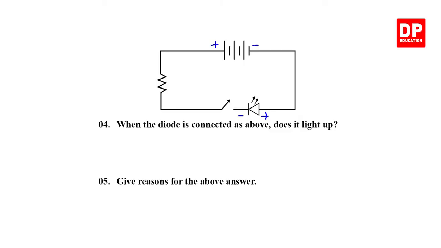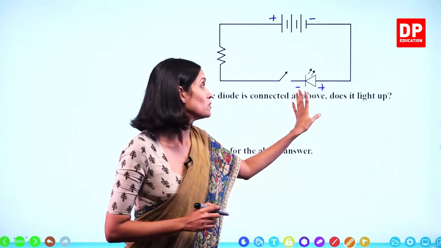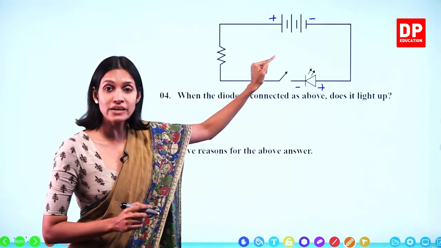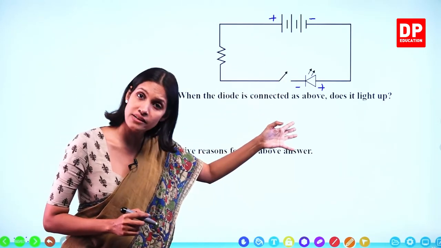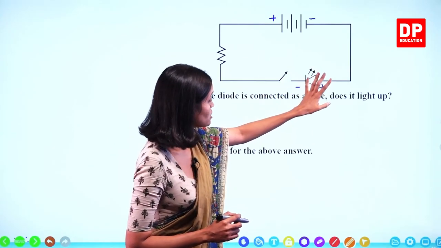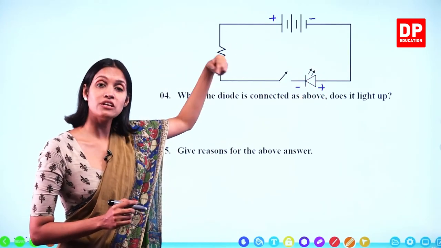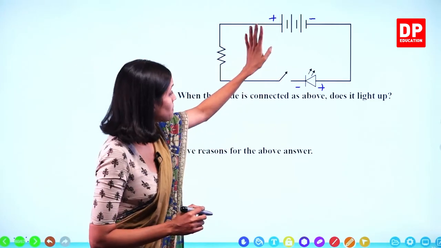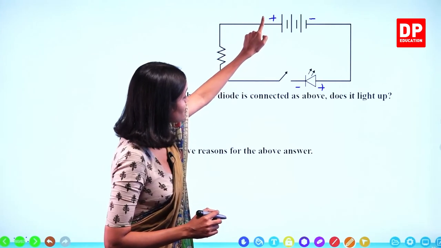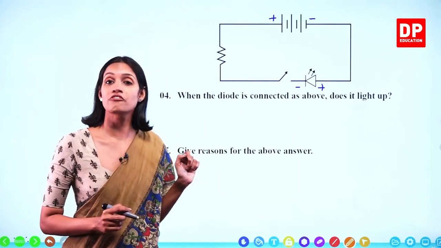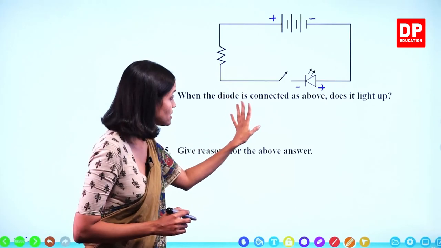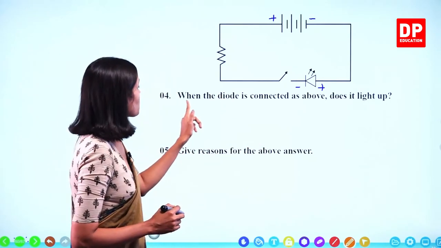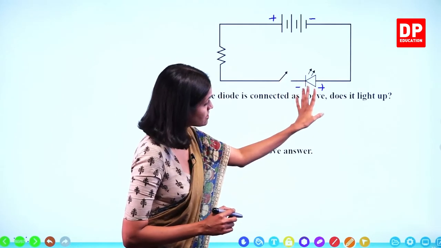When the diode is connected as above, does it light up? No, because I told you all, in order to light up, this LED should be connected in the correct way. What is the correct way? The positive terminal of the LED should be connected to the positive terminal of the external electricity supply, which means the dry cell, right? But here, the positive terminal of the dry cell is connected to the negative terminal of the diode. Therefore, at this point, the LED does not light up, right? When the diode is connected as above, does it light up? No.